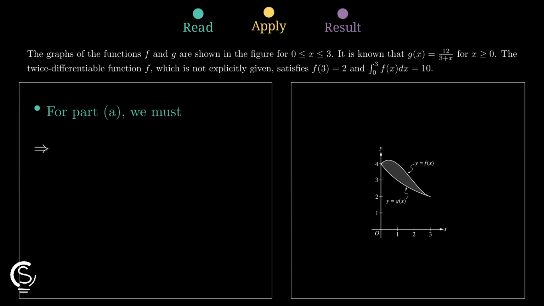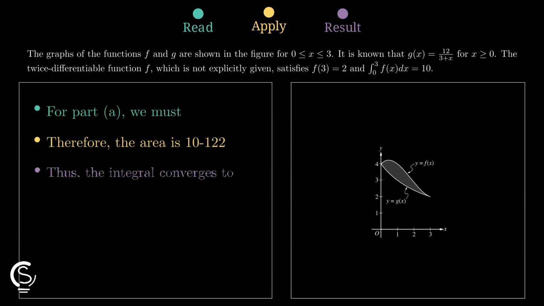The integral from 0 to infinity of g of x squared dx equals the integral of 144 over 3 plus x squared dx, by taking the limit as b.